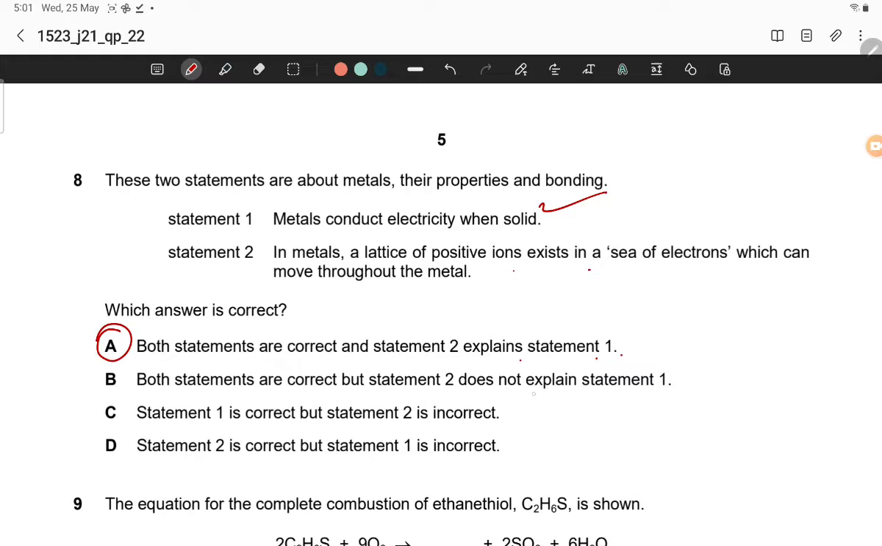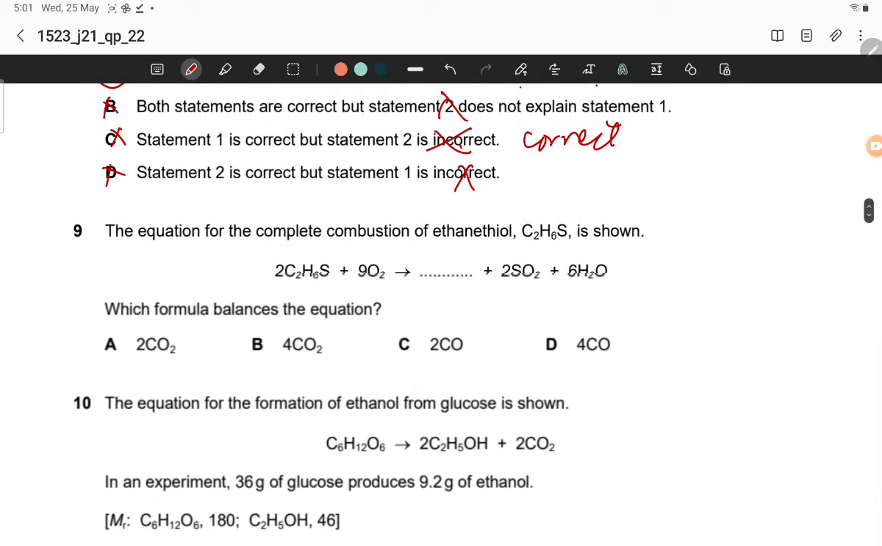Correct, but statement 2 does not explain. This is incorrect. Statement 1 is correct, but statement 2 is incorrect. This is also, statement 2 is correct, and statement 2 is correct but statement 1 is incorrect. So A option must be correct.